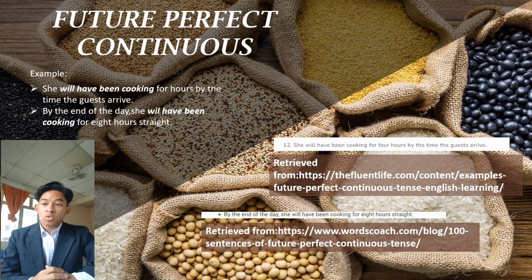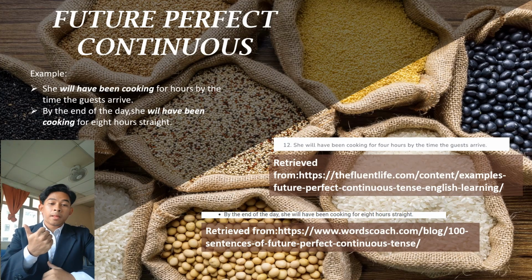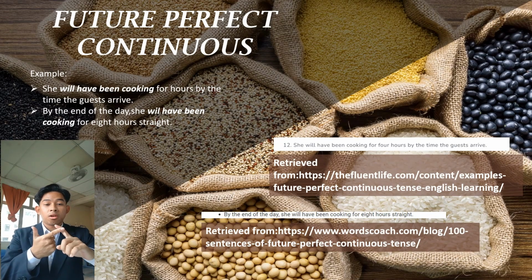She will have been cooking for hours by the time the guests arrive. And the second one: by the end of the day, she will have been cooking for 8 hours straight. Both of these sentences use the future perfect continuous tense, because both have "will have been" and the present participle of the verb, which is cooking.